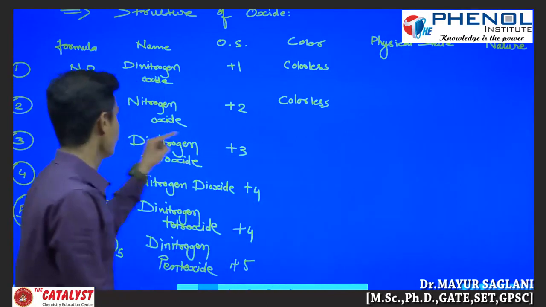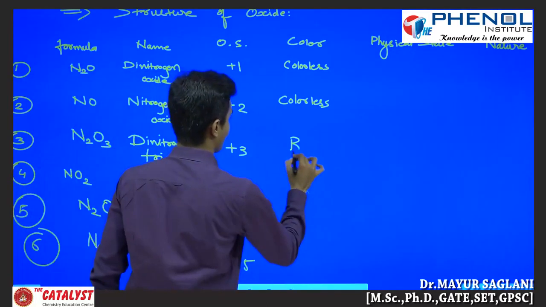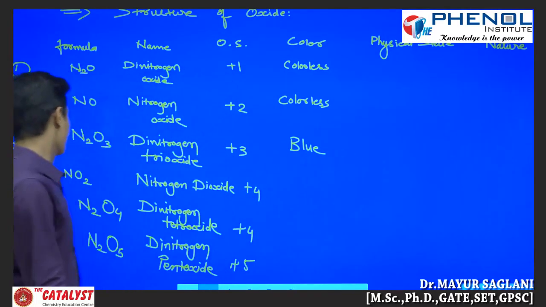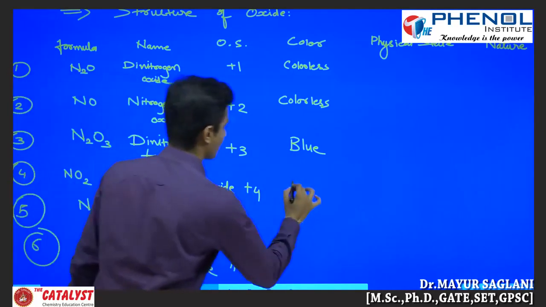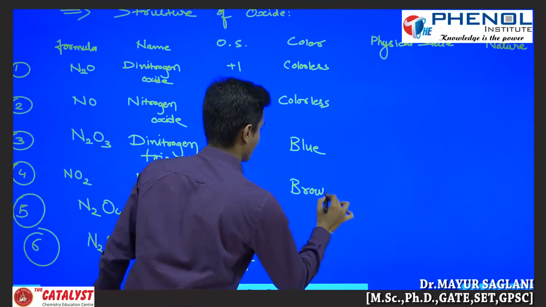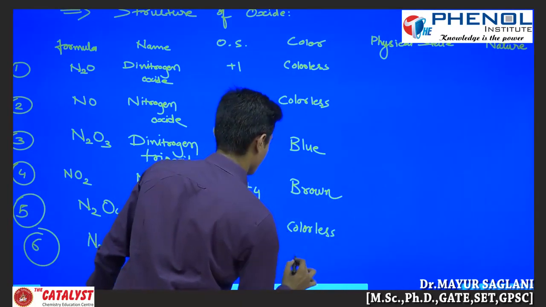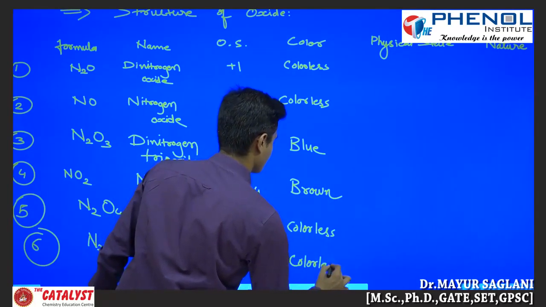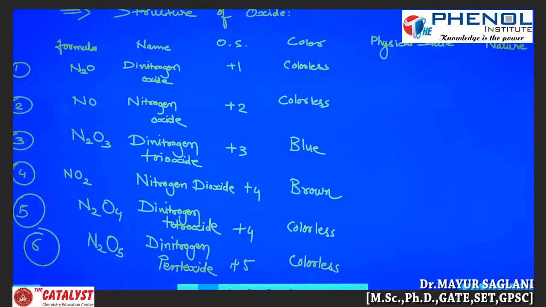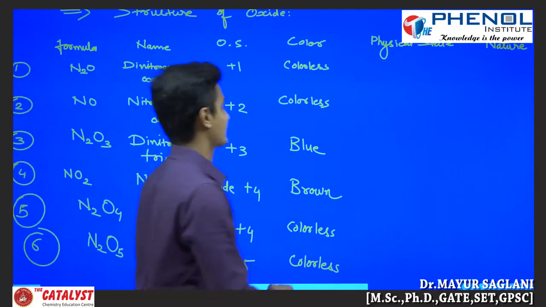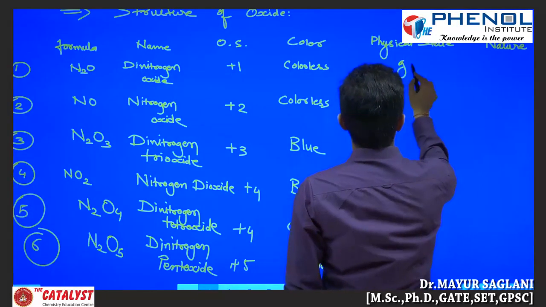N2O3 is a blue color compound. NO2 is a brown color compound. And again these both are colorless. Physical state, if you see, N2O is a gas.